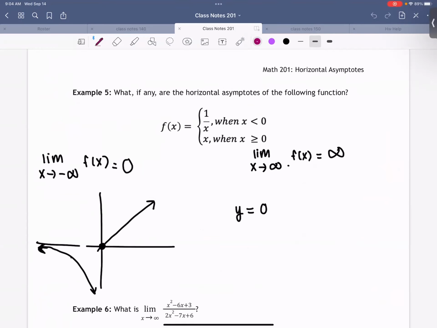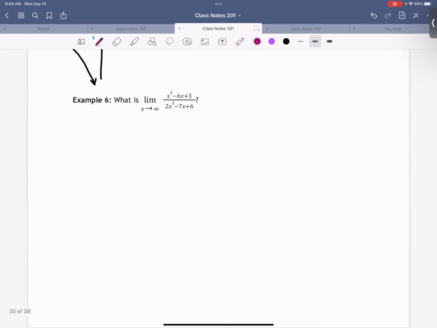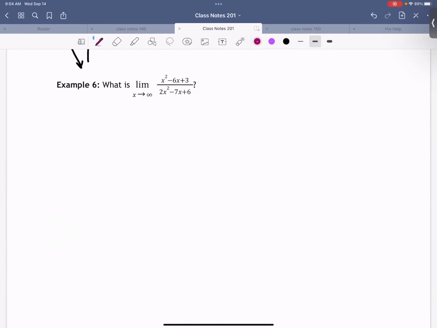I think we left off with example 5 where we had a piecewise function, we graphed it, we realized, okay, the right long-term behavior didn't really tell us anything, but as x approaches negative infinity, the graph approaches 0, so y equals 0 was our horizontal asymptote. Okay, let's go to example number 6. We're looking at the limit as x approaches positive infinity.